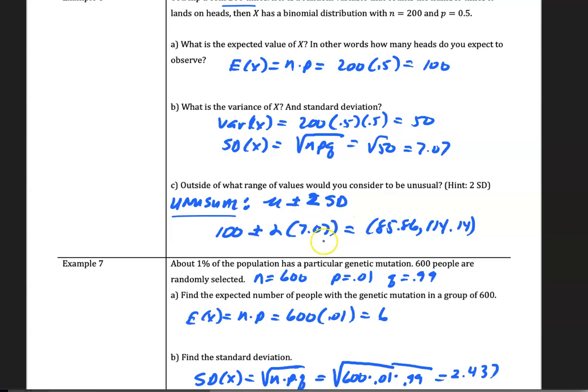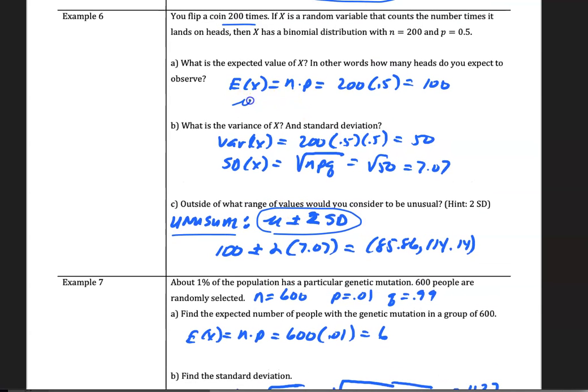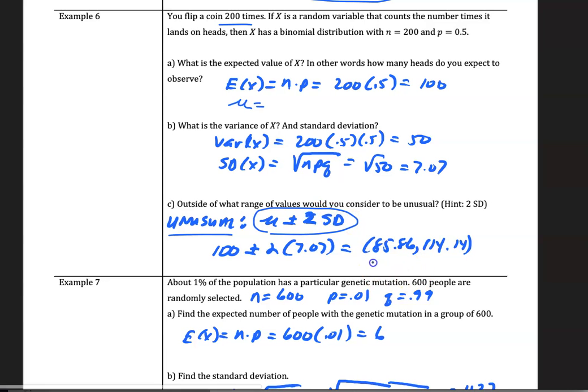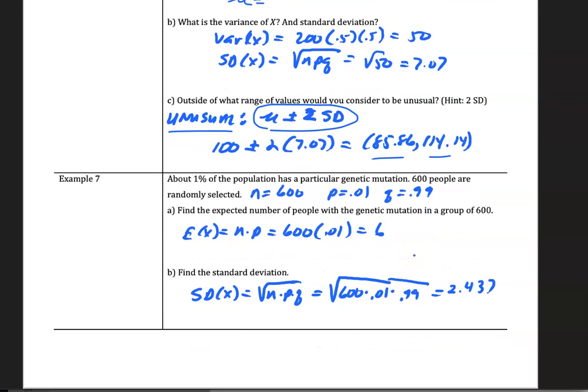Observing things that are unusual goes back to the idea from a previous lesson: anything that is more than 2 standard deviations away from the mean. In this case, the mean is the expected value, that's your mu. What would be the range of values? In this case, 85.86 to 114.14. I'm taking 100 plus 2 standard deviations and 100 minus. That's how we check to see if something's unusual.